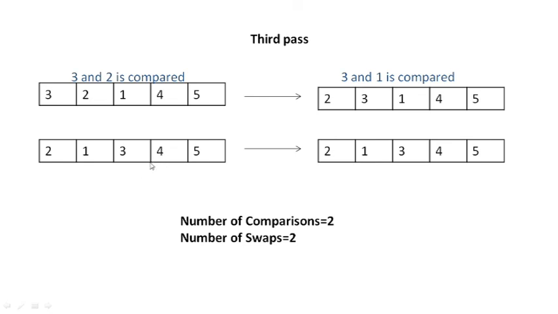Now are we going to compare 3 and 4? We are not going to compare 3 and 4 now, because 4 and 5 are already sorted. We don't need more comparisons. So here only 2 comparisons are there, 3 and 2, and 3 and 1. We are not comparing 3 and 4. Why? Because 4 and 5 are sorted now. We don't need to waste time on that.